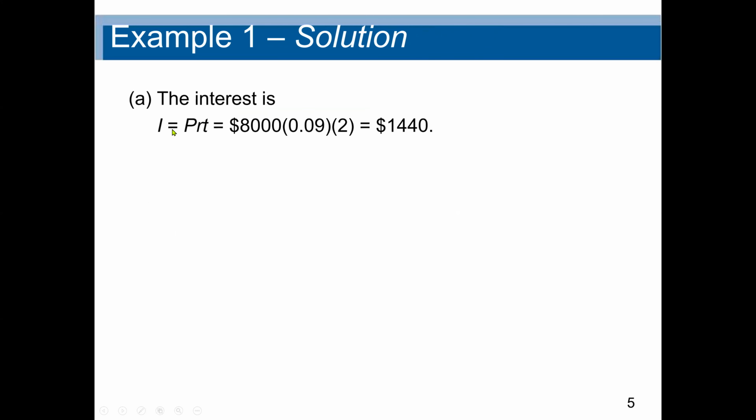The interest will be I equals PRT. Again, P is the amount invested, which is 8,000. The rate is 9%. We change it to decimal, 0.09. The time is in years already, so it's 2. The interest rate is yearly, an annual interest rate, and the period also has to be yearly. So when we multiply the three items, we get 1,440. So that would be the interest paid after 2 years.